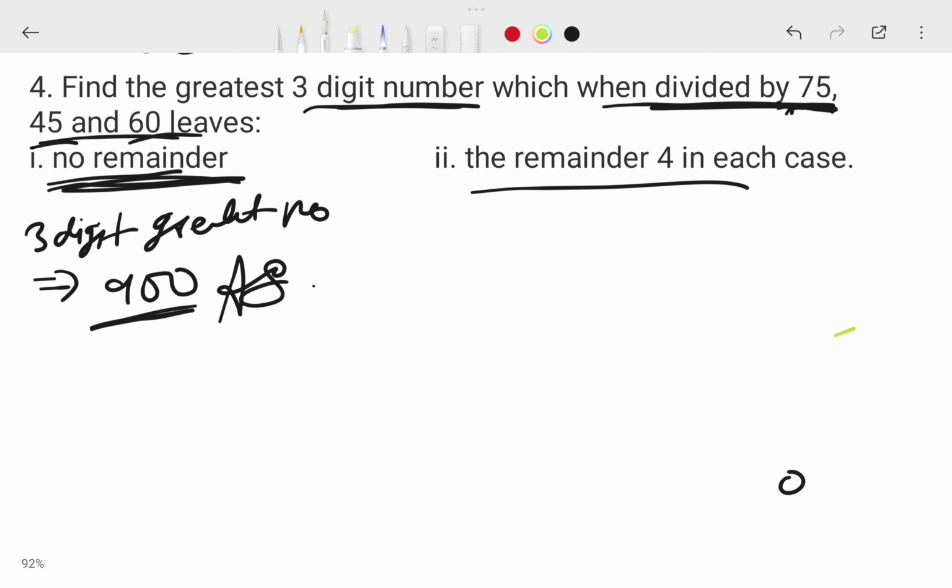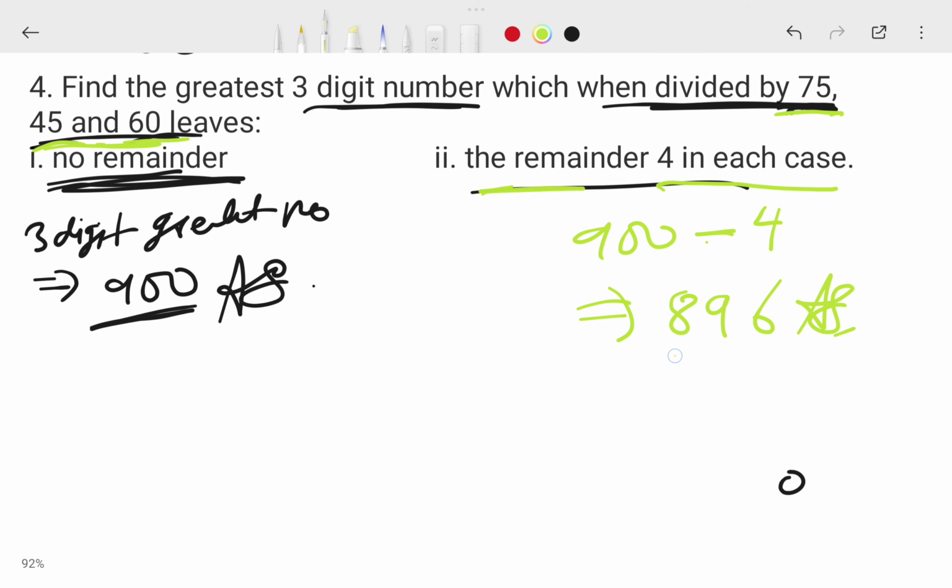Now let's do the second question. The remainder is 4 in each case. If you take the LCM of these, it is 900. It says every case leaves a remainder 4, so let's subtract 4 from this. If you subtract, the answer is going to be 896. Why? Because if you divide 75, 45 and 60 into 896, it always leaves remainder 4. So this is the answer.